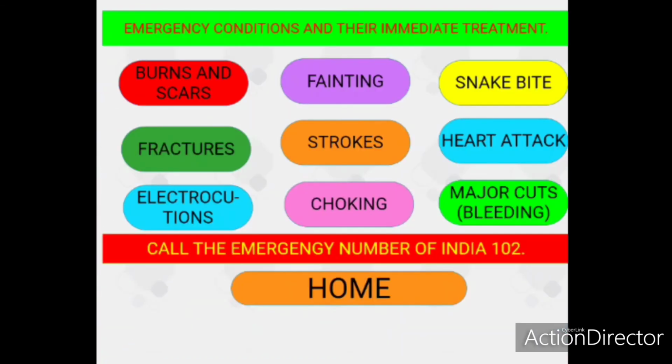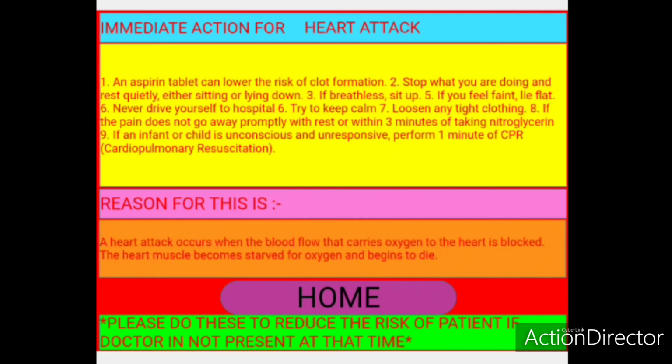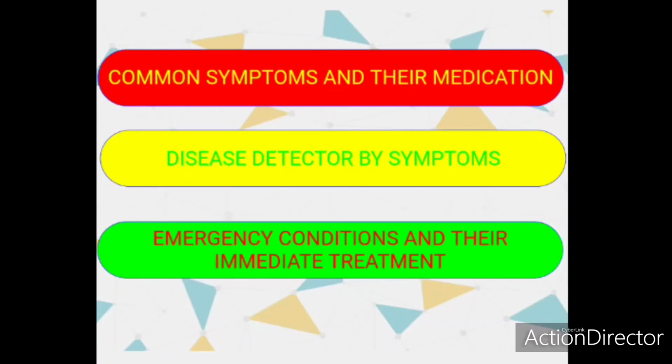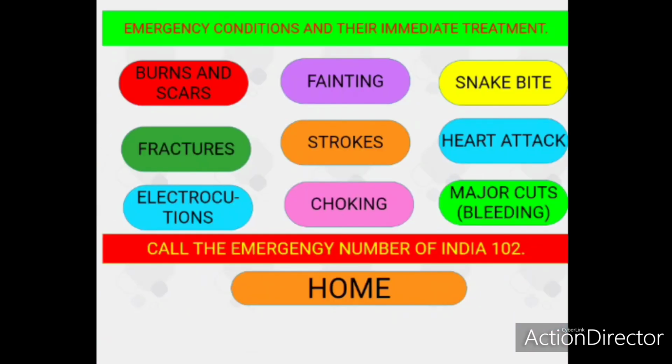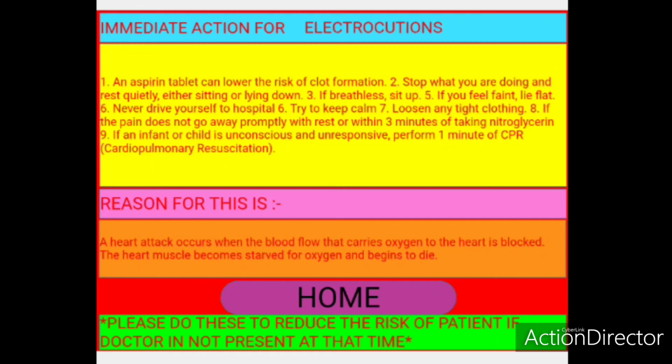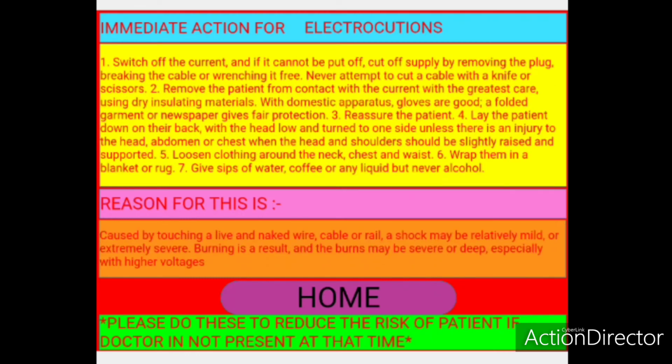Similarly, if someone is facing a heart attack, you can directly click, and here you can know all the things that you can do for a person suffering from a heart attack before the doctor comes, or if you can't afford to go to the doctor immediately at that time. Also, the reason for the heart attack is mentioned below. Similarly, you can also choose different options. If you choose electrocution, you can see the topic at the top, so you can be sure that you have chosen the correct topic, and then you can know what to do, what not to do, and the reason for this.